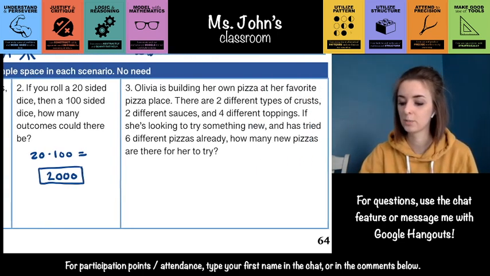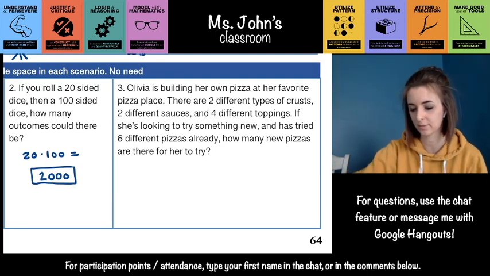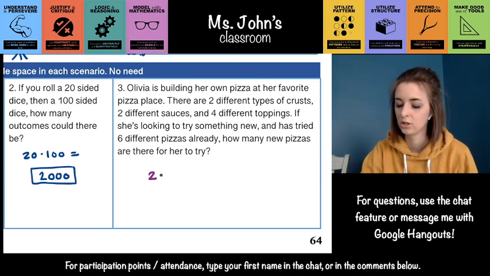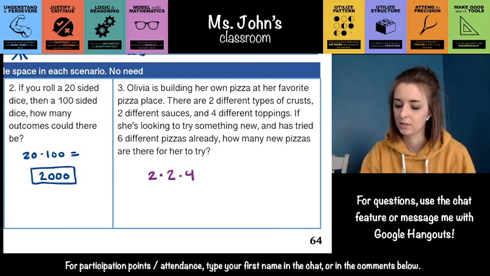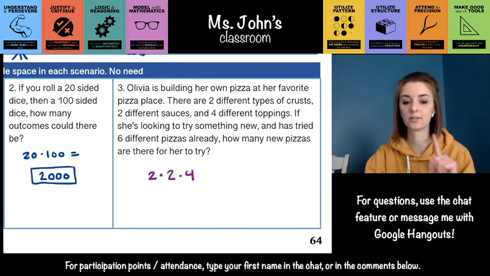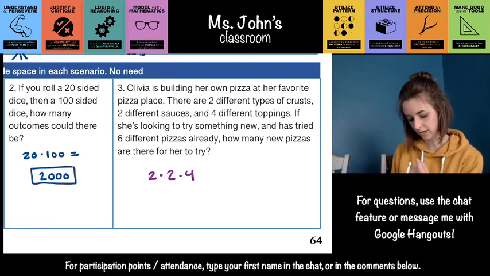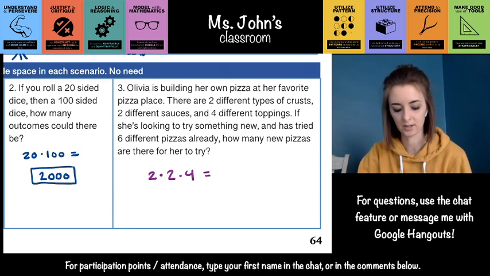Number 3, Olivia is building her own pizza at her favorite pizza place. There are 2 different types of crusts, 2 different sauces, and 4 different toppings. Okay, I'm going to start writing these while I'm reading. If she's looking to try something new and has tried 6 different pizzas already, how many new pizzas are there for her to try? So first of all, we need to figure out how many total pizzas are possible with this menu, which is just these all multiplied together, which is 16.